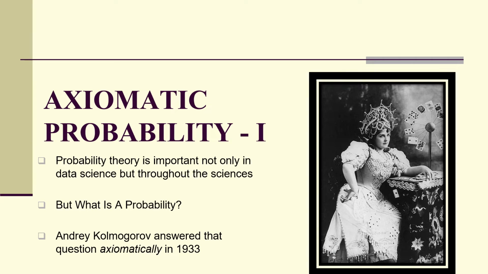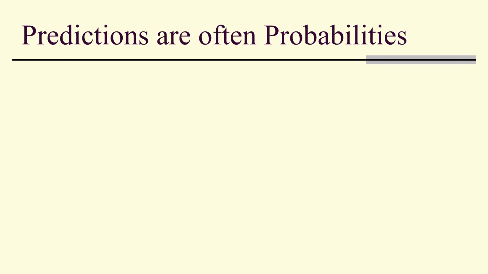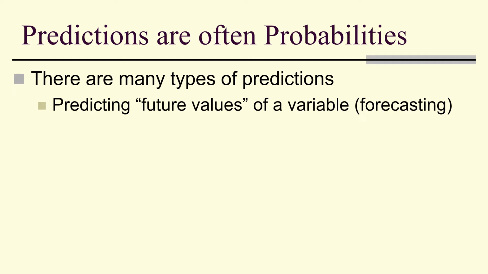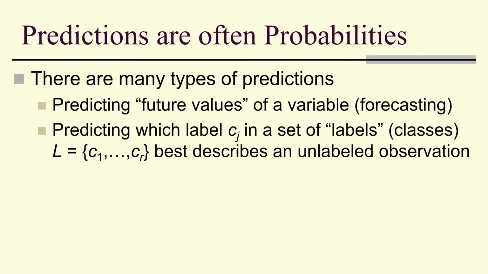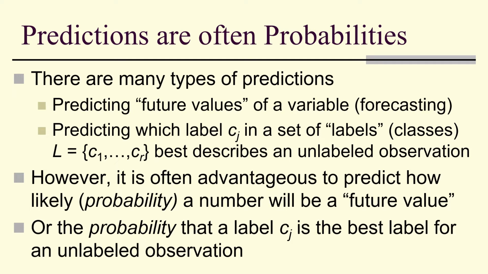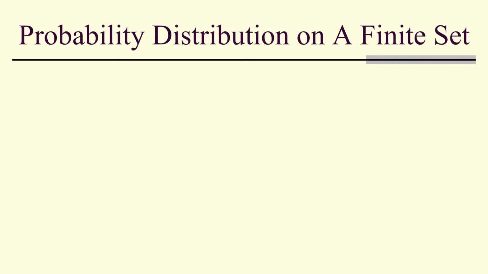We're going to start with axiomatic probability, probability from the axioms, because predictions are often probabilities. There are many types of predictions, predicting future values of a variable, or the label of an unlabeled observation. There's an advantage, however, to doing probabilistic predictions of future values, or predicting the probability that a label is the best label for an unlabeled observation.